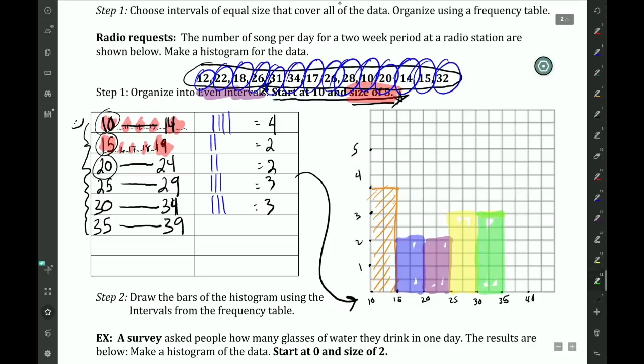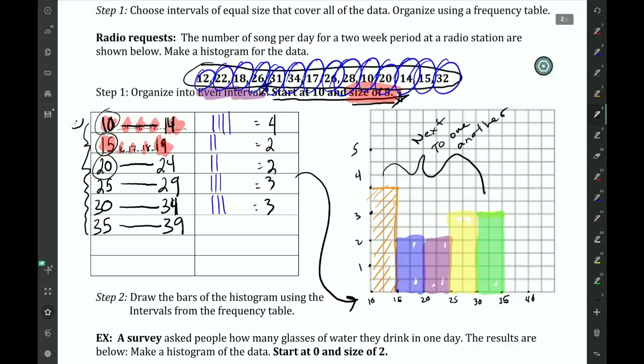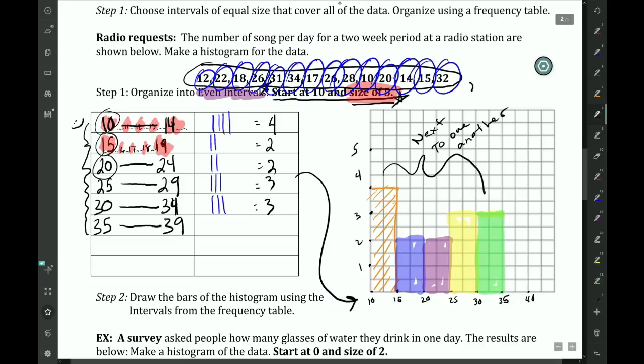Key thing for these graphs is you shouldn't have any spaces, okay? They should be next to each other, unless one interval does not have anything in it. So for example, let's say I throw in another number here. Let's say I throw in 41. Okay? 41 doesn't fall within any of these intervals, so we'll make a new one.